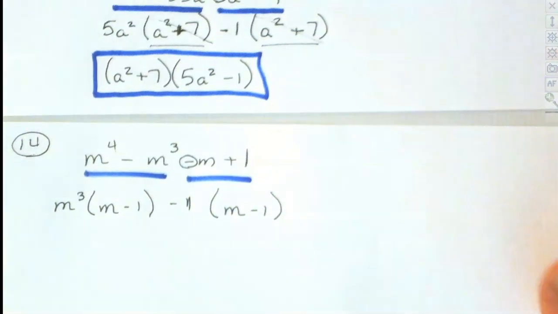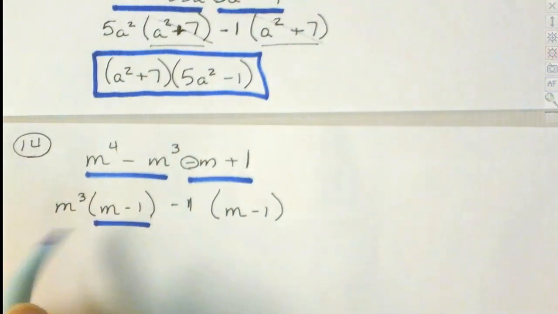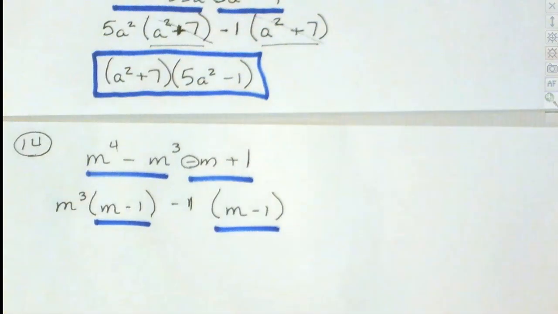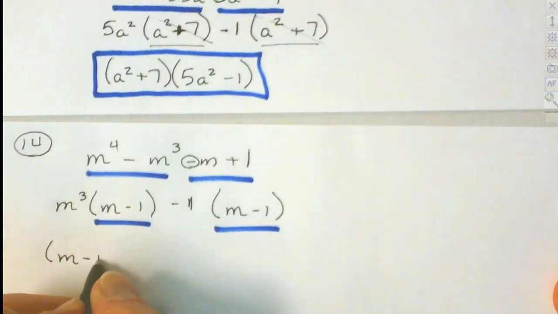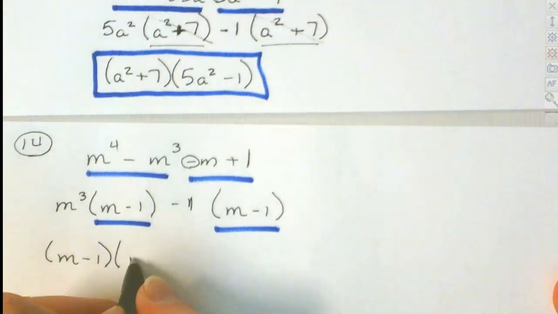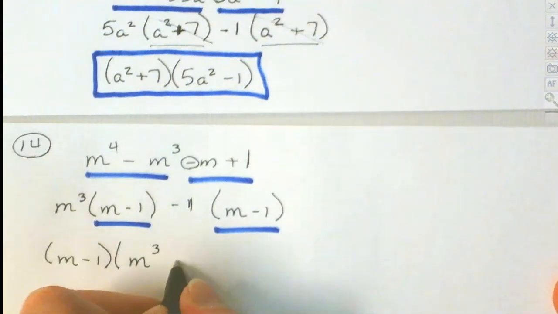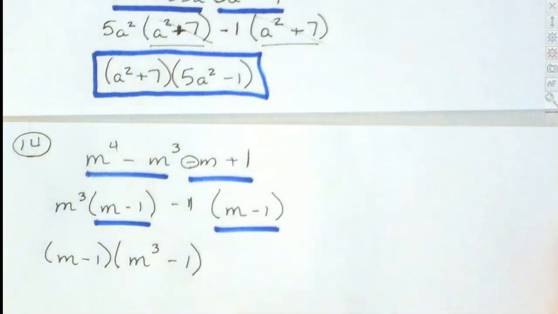Because that minus 1 will switch those signs around. Now what can we do? Well, now we notice that these are the same, which they should be. And now we've got m minus 1 and an m cubed minus 1.